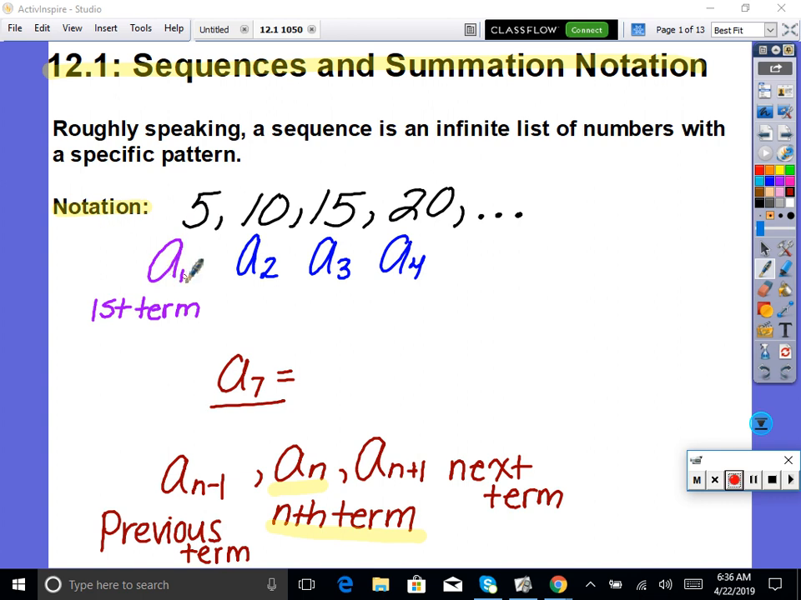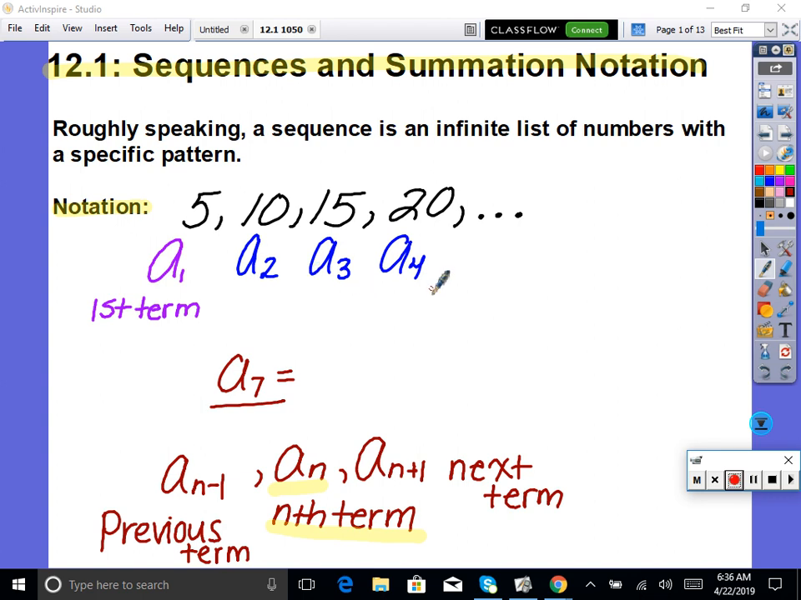Now notice, a sub 1 is not a 1. People will see a sub 1 and think that the first term is 1. That's not what this means. That means we just are at the first term. So our first term is 5. This would be our second term. You guys see what a sub 2 means? Second term, third term, fourth term, and so on.